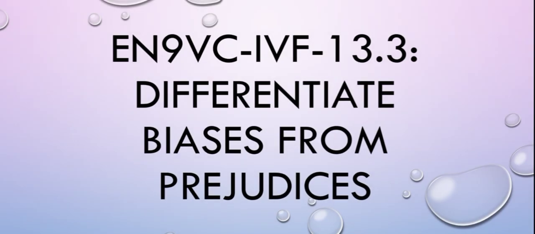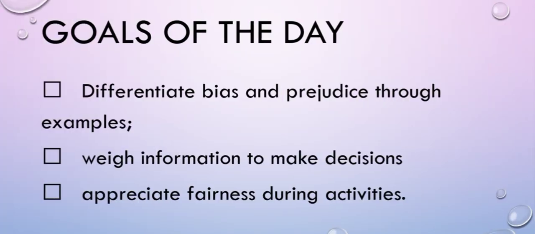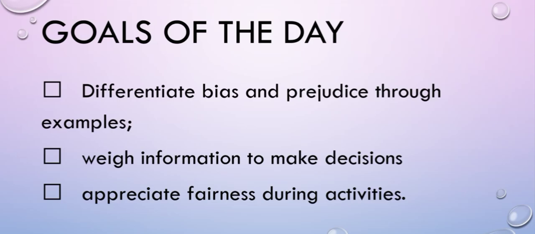So for this week, we have differentiate biases from prejudices. As we go on through the lesson, we should know our goals for the week. First, we have differentiate bias and prejudice through examples. Next is to weigh information to make decisions. And lastly is to appreciate fairness during activities.